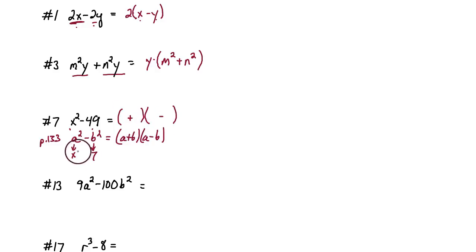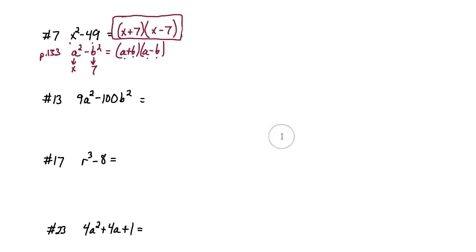spots. In our question, the letter A is an X. And in our question, the letter B is the number 7. We're asking ourselves some mental questions. What times what makes x squared? And that's x times x. What times what makes negative 49? That would be positive 7 times negative 7. So here's our factored form.